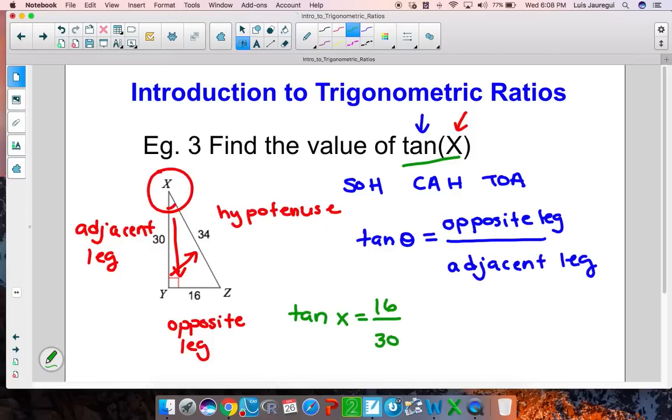I then find the greatest common factor of 16 and 30 to simplify my fraction. That happens to be 2. 16 divided by 2 happens to be 8, and 30 divided by 2 is 15. Therefore, tangent of x is equal to 8/15.